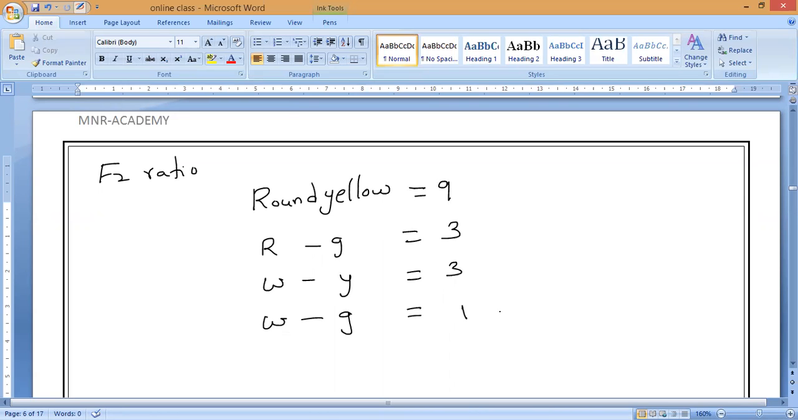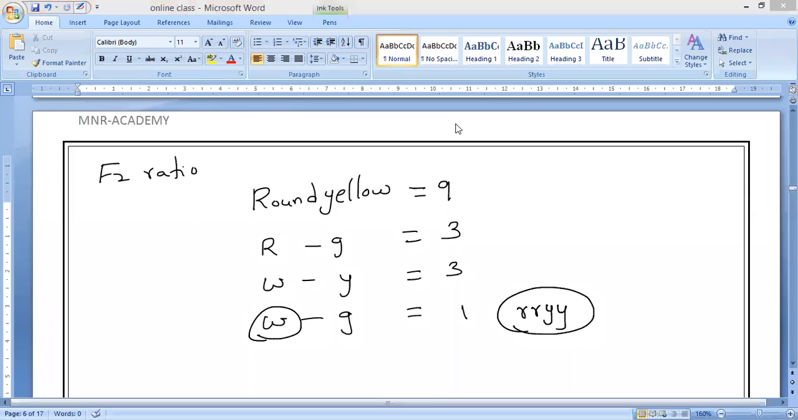What is the wrinkled green seed? Both are wrinkled green. What is the possibility of genotype? Wrinkled green seed, both wrinkled means what? Small r, small r and small y, small y. This is the only genotype possible for wrinkled green seeds. Understand? Very good, Tarani.